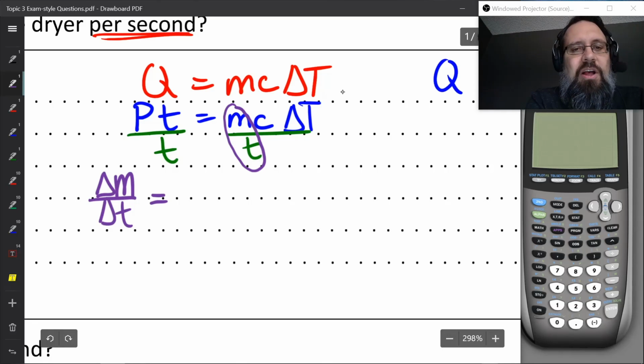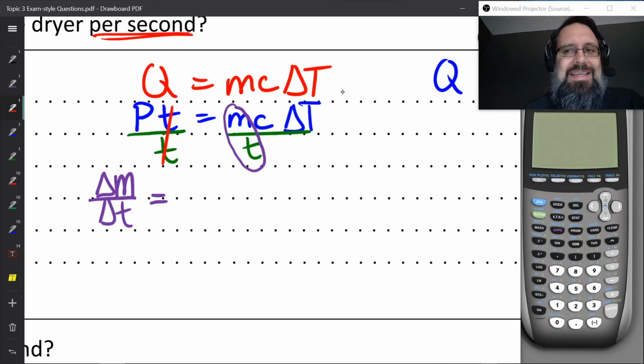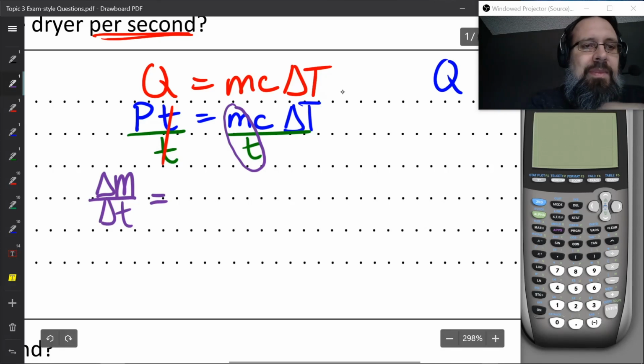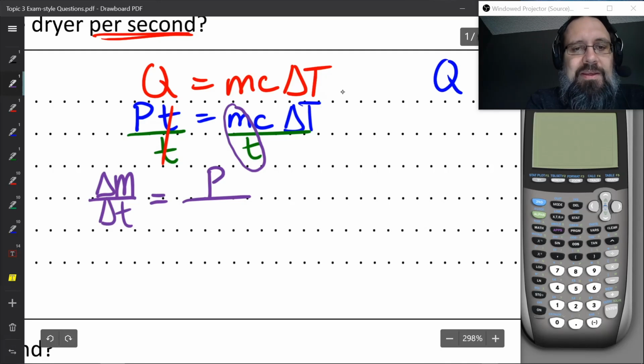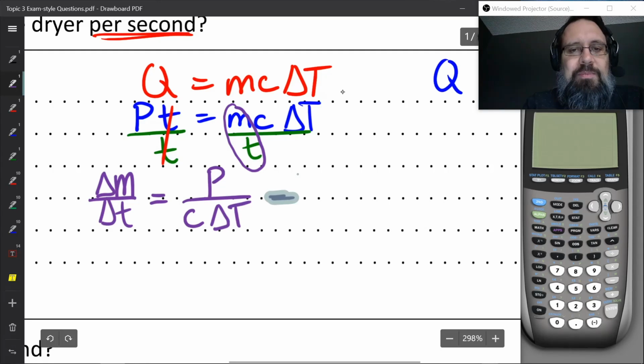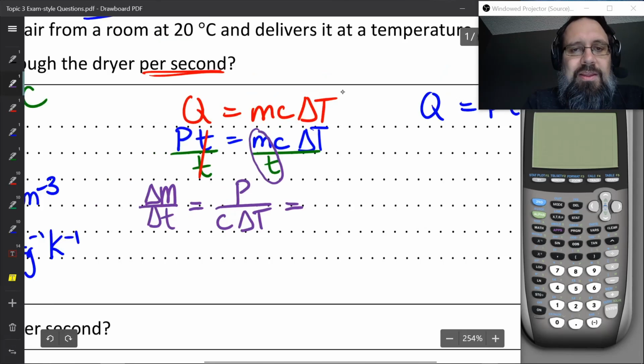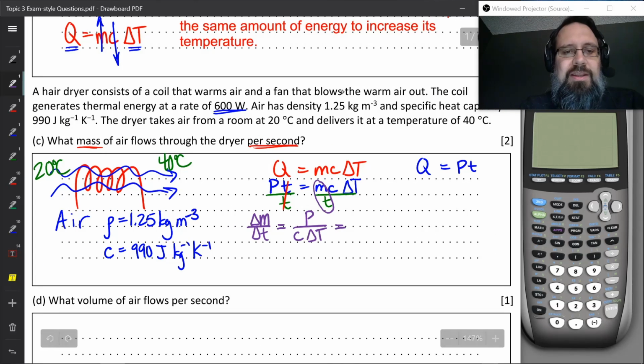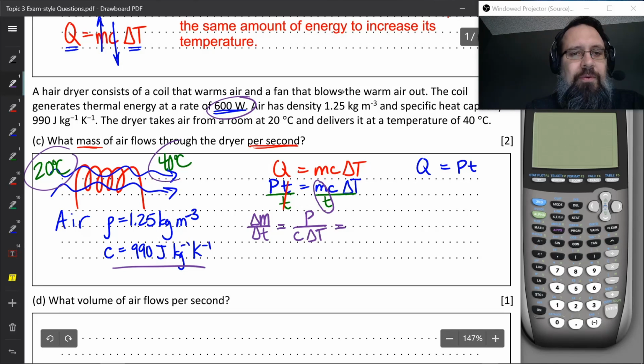So anyway, if I solve for m over T, what we notice happening here is that we need to divide both sides by C delta T. So we'd have P over C delta T. Power divided by the specific heat times the change in temperature. Well, it told us what the power is. In the question, it said the power was 600. The specific heat capacity is 990. And that told us that the change in temperature, well, it went from 20 to 40. So that's a change in temperature of 20 degrees.